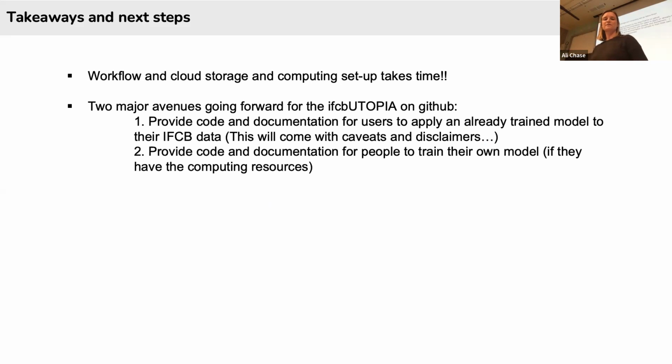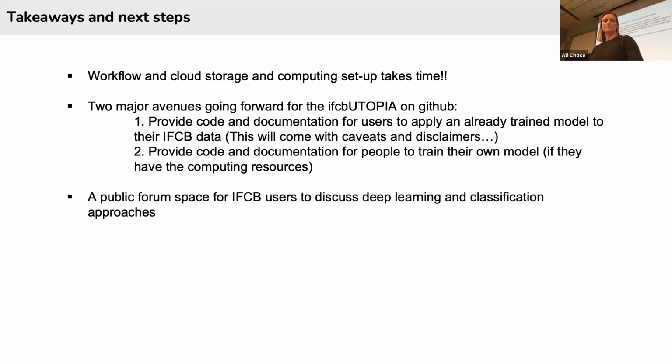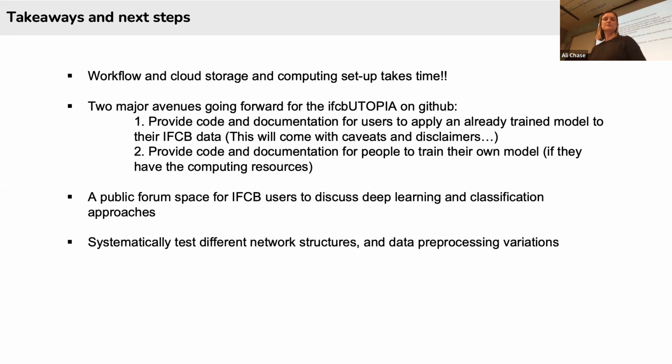Two major avenues going forward for our UTOPIA GitHub organization. I just touched on this, but code and documentation for people who want to apply an already trained deep learning model. Maybe they don't have the resources to train their own. Predicting on your data takes much less computing power than training a new model. And also for people who may want to train their own models, some resources to see how we did that. As I mentioned, a public space where people can collaborate, and systematically testing different network structures and data pre-processing variations.